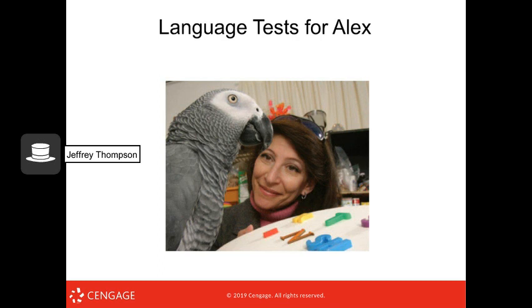This is Alex the African Gray. Oh, look at that beautiful little bird.